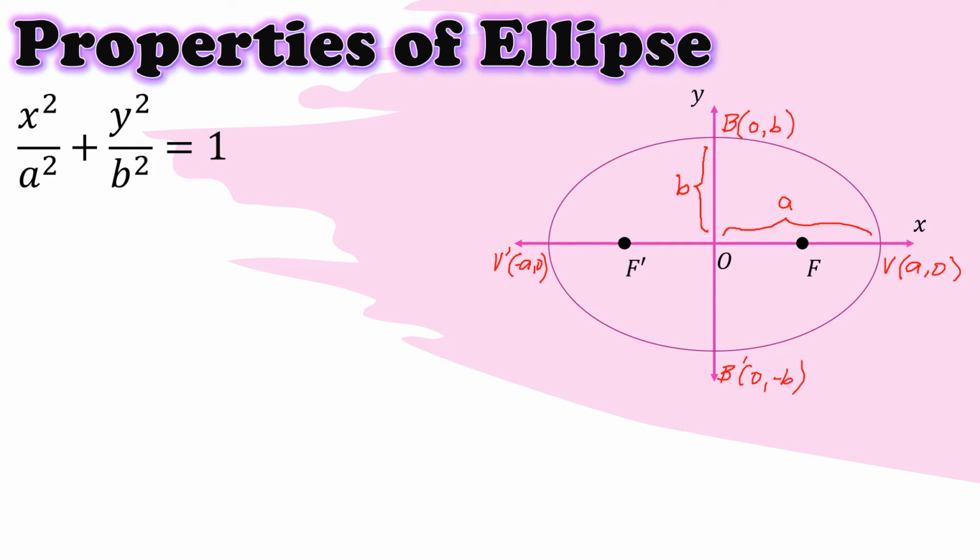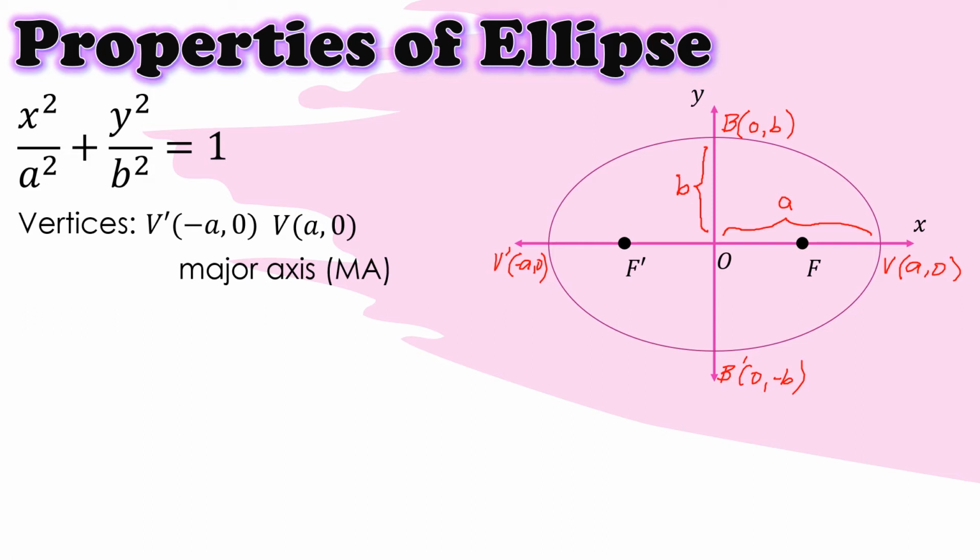The ellipse cuts the x-axis at its vertices V (a, 0) and V prime (-a, 0). The distance between the vertices is the major axis of the ellipse. Hence, the major axis is of length 2a.